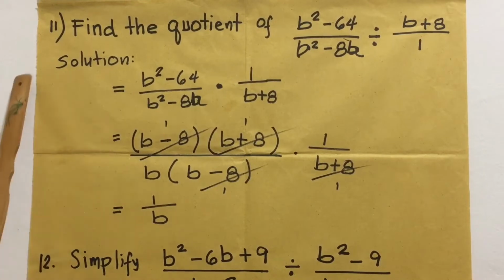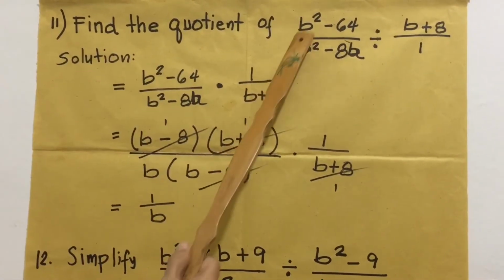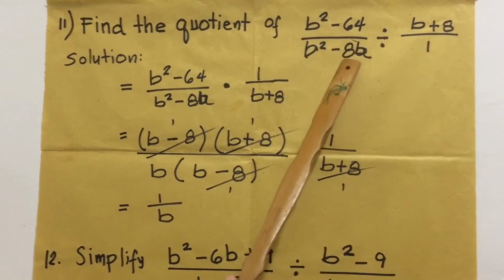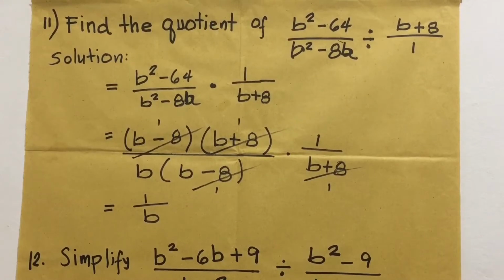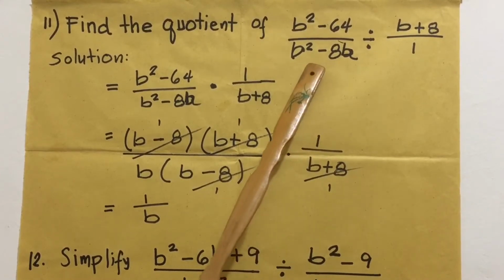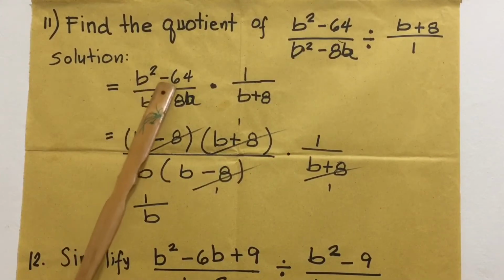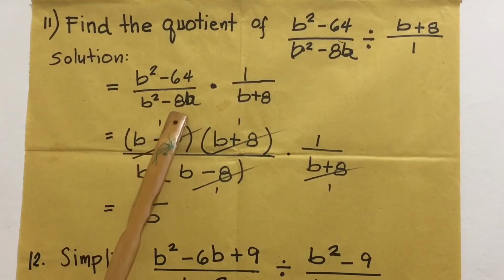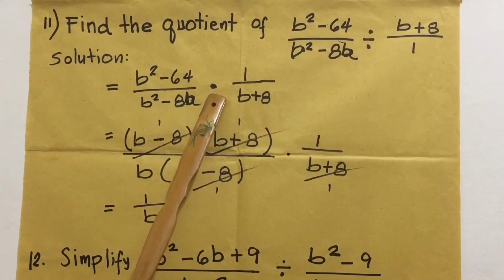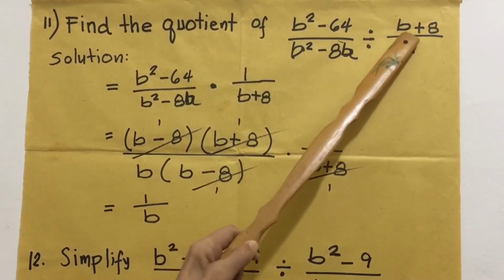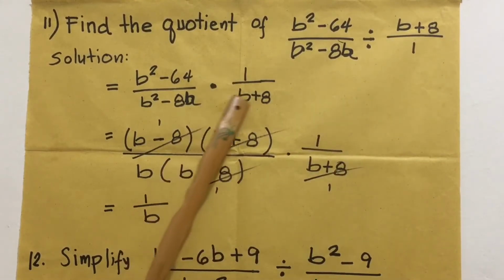Okay, next, number 11. Find the quotient of b squared minus 64 over b squared minus 8b divided by b plus 8 over 1. To find the quotient of this given rational expression, we're going to use the reciprocal method. The first thing we do is copy the first rational expression, b squared minus 64 over b squared minus 8b. Then the division symbol changes to multiplication, and we find the reciprocal of b plus 8 over 1, so it becomes 1 over b plus 8.